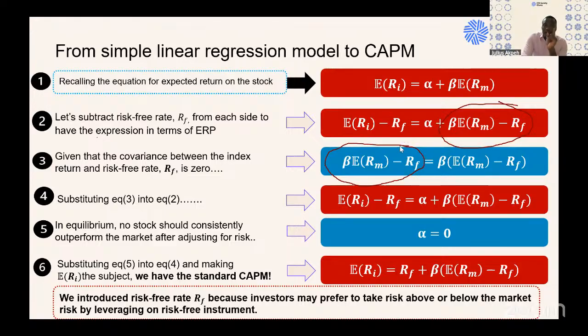And then I made an argument that the term to the left is the same as the term to the right. What am I saying? I'm saying that if you take the beta and you multiply by the return on the market and subtract the risk-free rate, it is the same as taking the return on the market and subtracting the risk-free rate before multiplying by the beta.